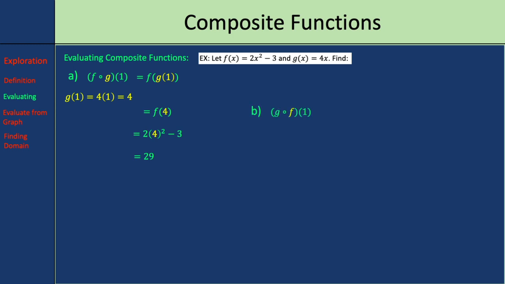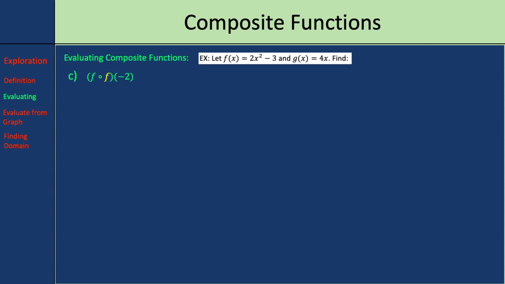Part B, g composed with f. So writing this out with the definition, it gives me g of f of 1. And then I do the inside, I'm going to evaluate f of 1, okay? You do f of 1, what do you get? So f of 1 gives me negative 1. And then I take that and I put it in for the outside function, so g of negative 1. And I plug that in, and I get 4 times negative 1, which is negative 4.